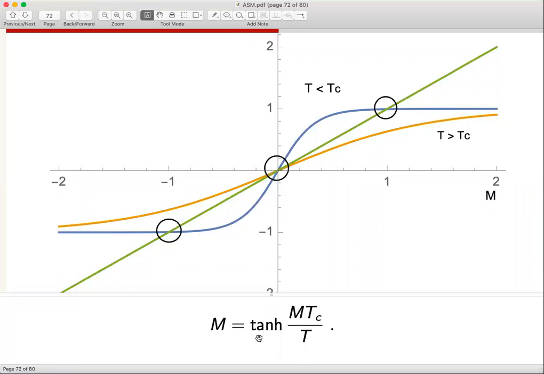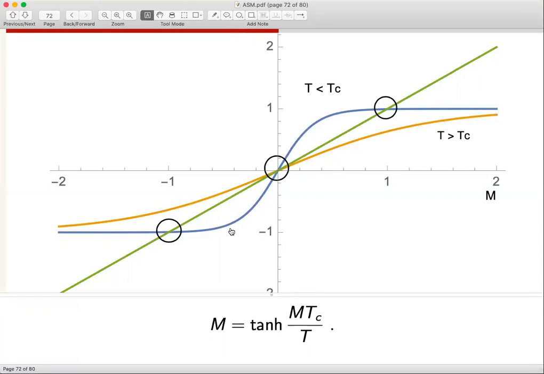In this graph I have chosen T by Tc to be 1/3. So if you are looking at tanh of 1/3 times m, this is just to enhance the effect. It is not necessary to go to 1/3. You can take any number which is smaller than 1.